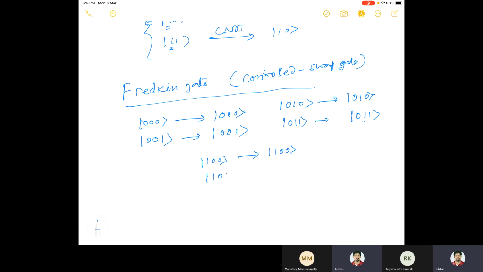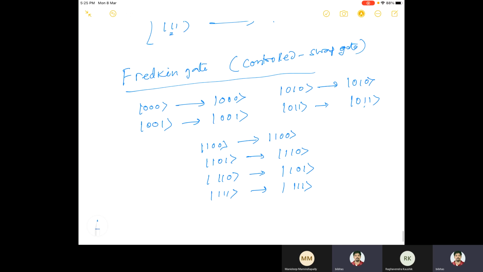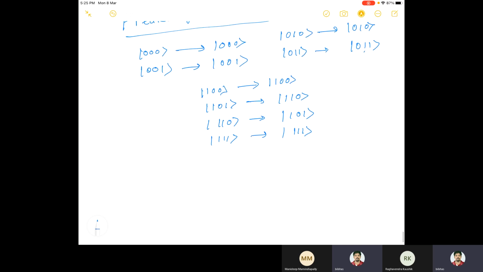And then we have 1 0 1, which will go to 1 1 0, swapping the second and the third qubit. And then what else? 1 1 0 will go to 1 0 1, and 1 1 1 will remain fixed because the second and third qubits are both 1. So this is the definition of the Fredkin gate. We'll talk about how to implement all this a little later.